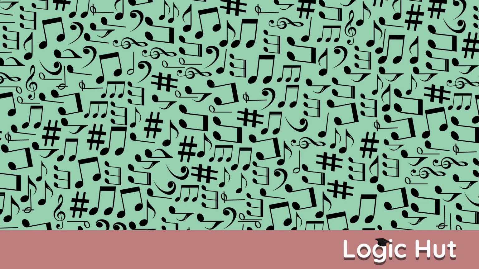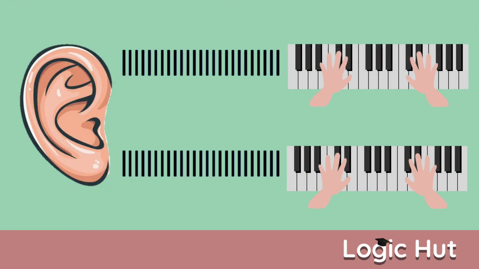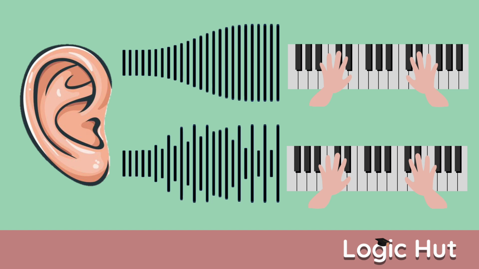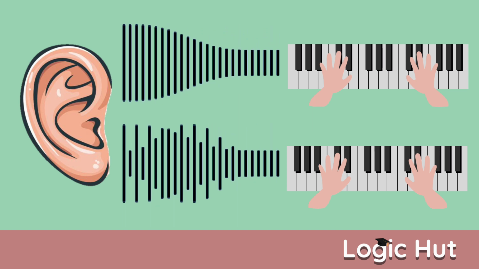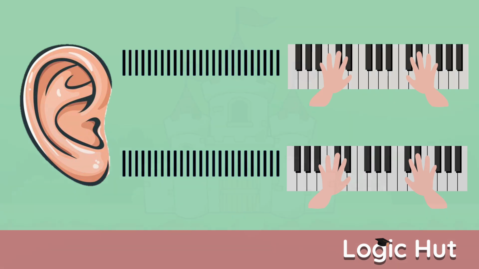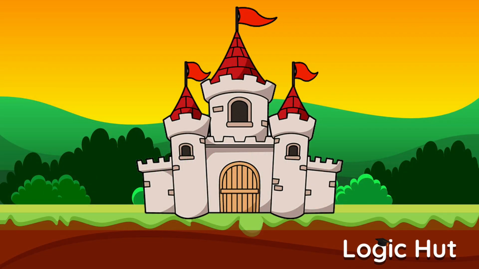There are billions of possibilities in which musical notes can be arranged. However, only a small percentage actually sound good. So, why do some pitches sound better together than others? And what technique has been used in almost all music since the Middle Ages? Welcome to Logic Hut Music Theory.